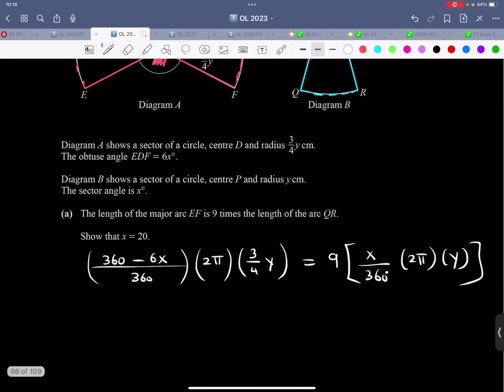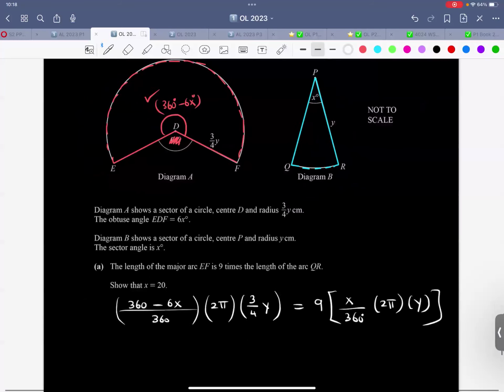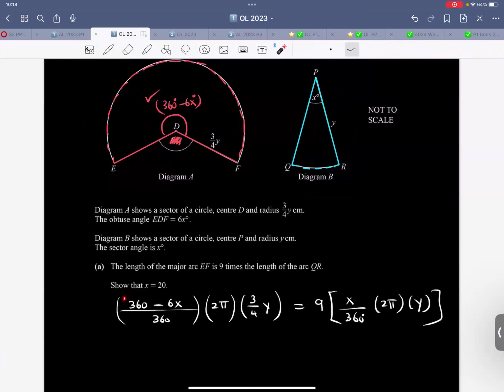Now, first of all, very comfortably, look at all the working. There is no hurry. That is the angle. So this angle divided by 360 in this ratio of 2 pi r, that is the formula for circumference. 2 pi is a constant and r in this case is 3/4 y. 9 is given in the question. X over 360, that is x out of the whole 360. 2 pi r, this time r is y.